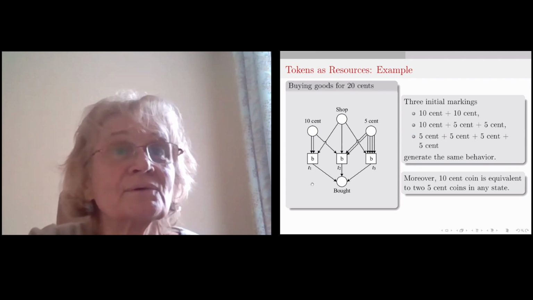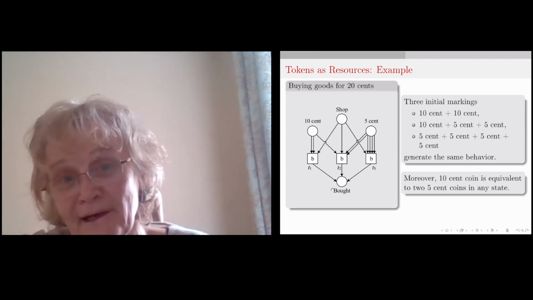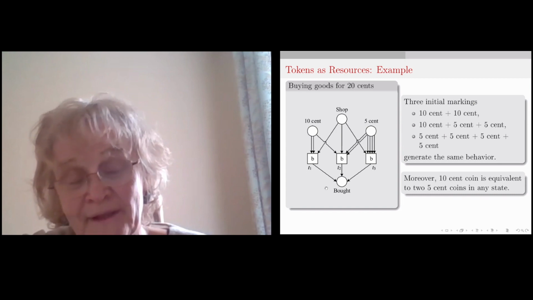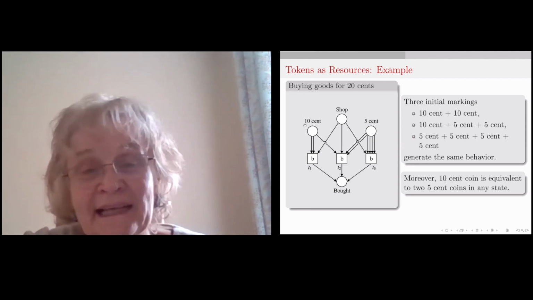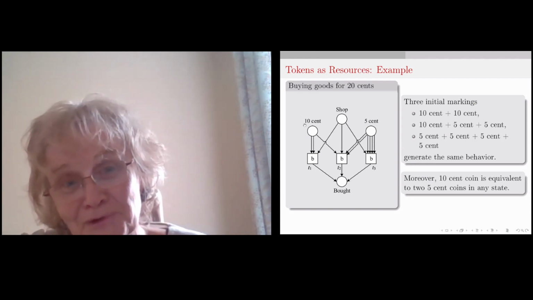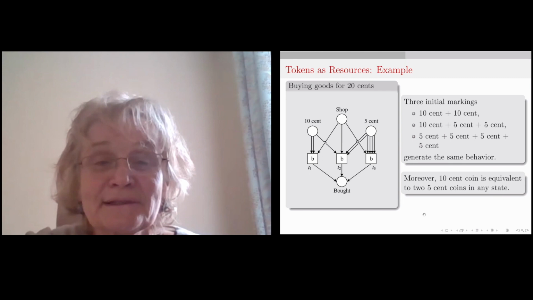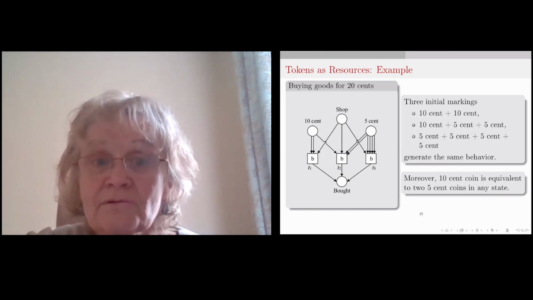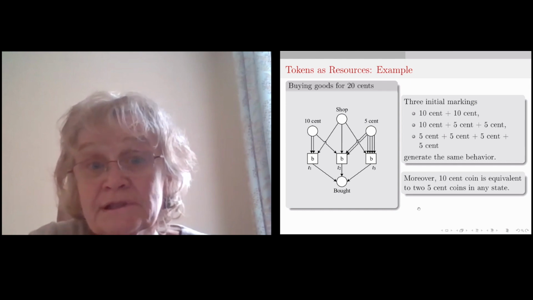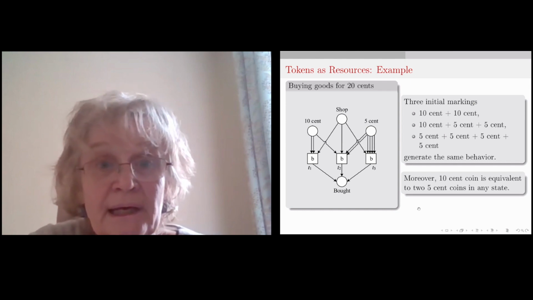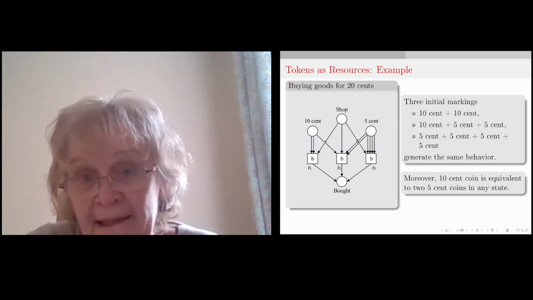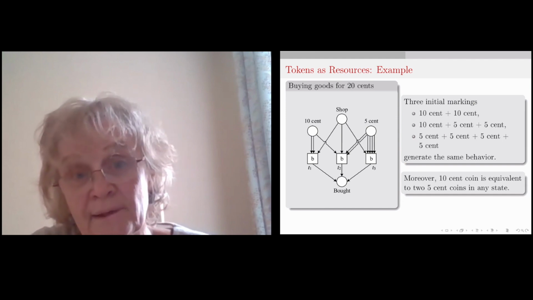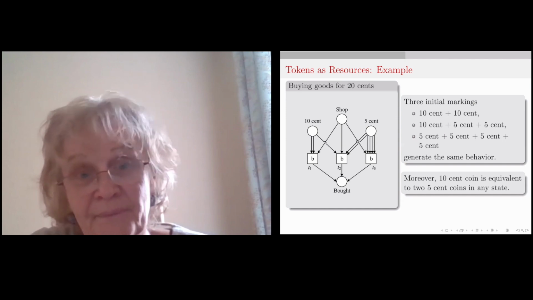And then, of course, we understand that though 10 cents is not enough for buying candy, we need 20, we can note that 10 cents is equivalent to two 5-cent coins. So we would like to consider such an equivalence, which we call resource equivalence. And what is the meaning exactly of it? It means that we can use two 5-cent coins in any marking for one 10-cent coin. Yeah, in this example.